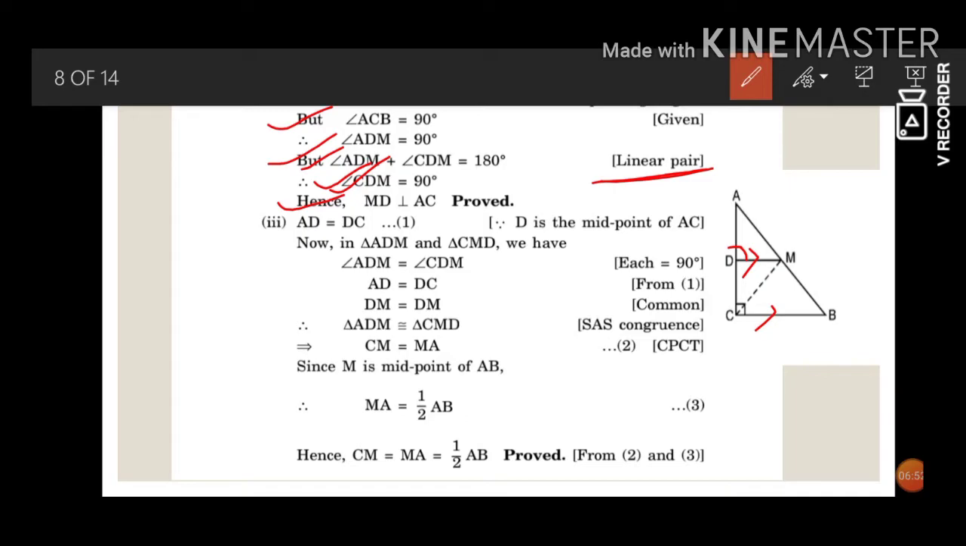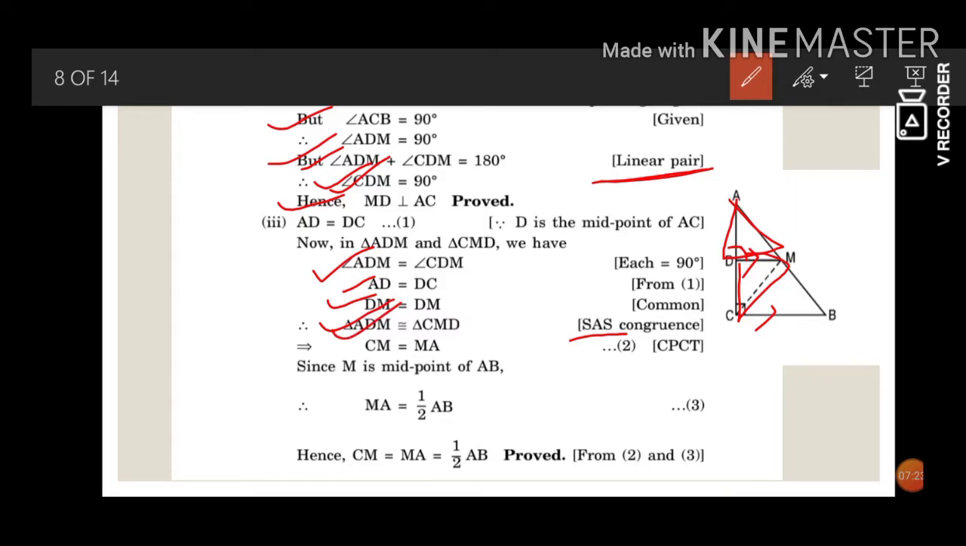Next we have to prove that CM is equal to AM is equal to half of AB. So to prove that, we need the triangles ADM and CDM. Here angle at D is 90. AD is equal to CD, that we have proved in our subpart 1 that D is a midpoint of AC, and DM is common. So we can say by side congruency that the triangles are congruent to each other.